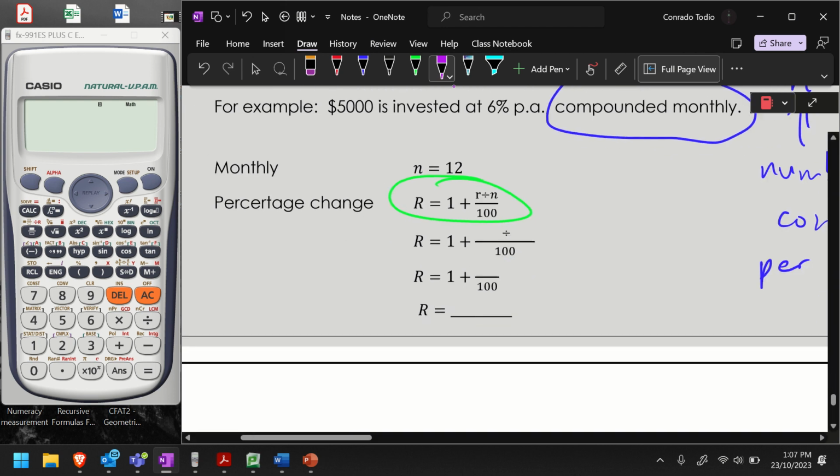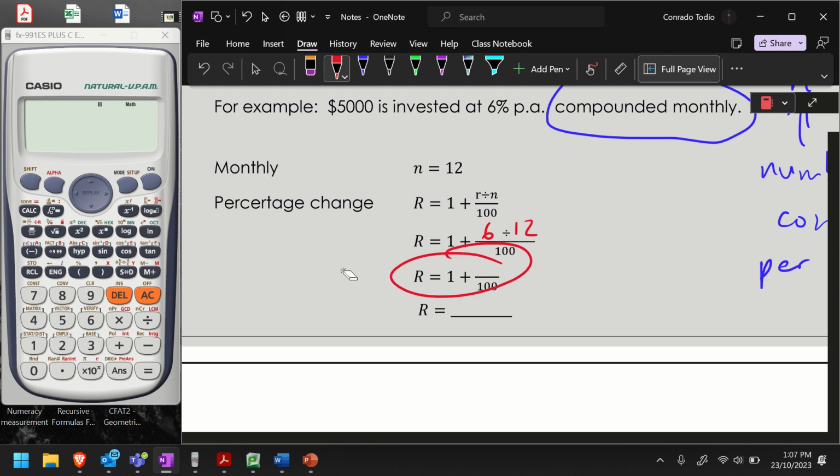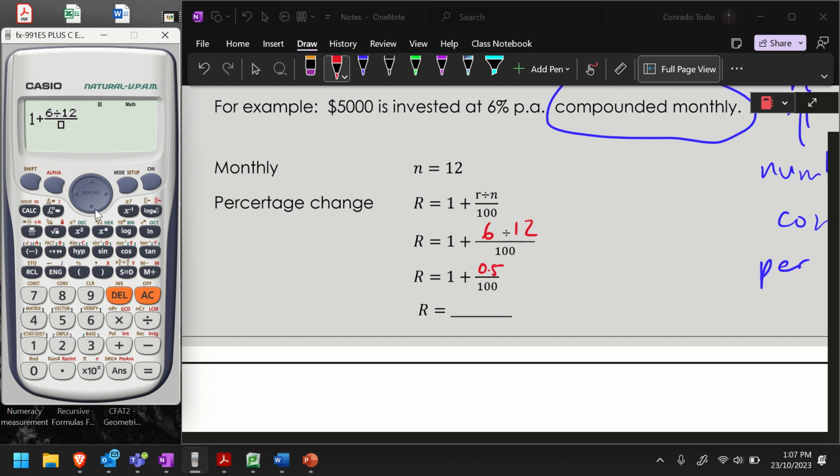So in this question, when we fill this in, what's the percentage rate? Can anyone tell me? Read the question. It's right there. 6%. But remember, because it's compounding monthly, what's the value of N here? 12. So it's 6 divided by 12. You don't have to do this step, that's fine, but let's just put it in. 6 divided by 12 is 0.5. So it's going to be 0.5 divided by 100. But just chuck it all in your calculator. So 1 plus 6 divided by 12 over 100. And that will give you the value of R, which is 1.005.